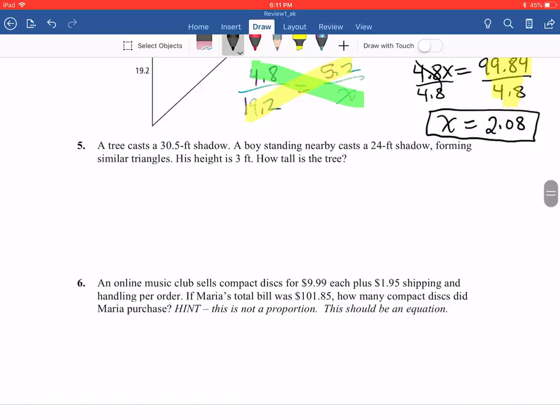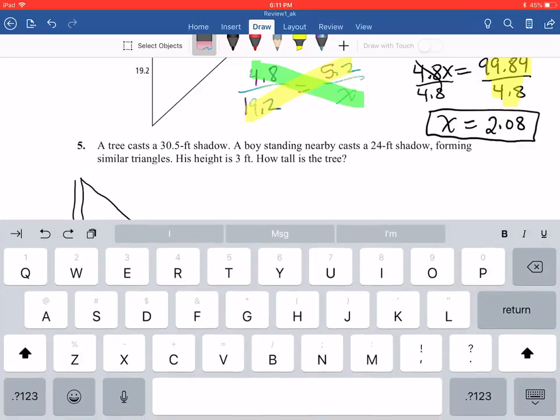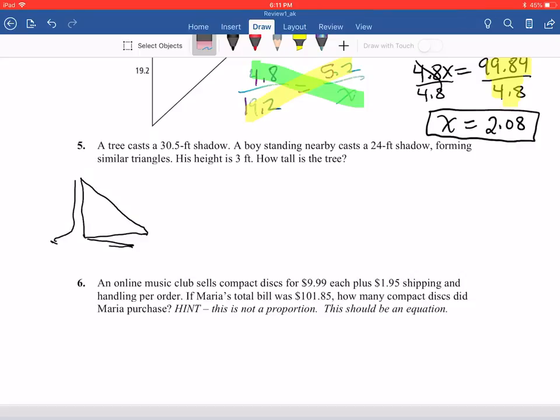All right. Number 5. It says a tree cast a 30.5 foot shadow. So we have a tree. So I'm going to draw a tree just to make it easy. All right, this is my tree. Here, let's draw a pretty tree.